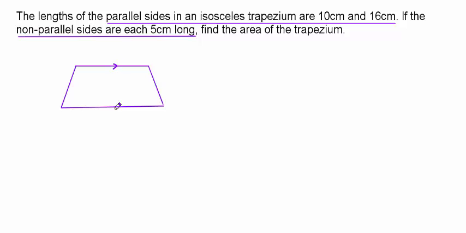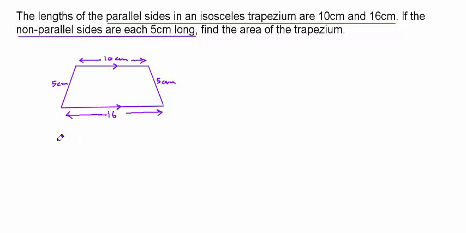So here we have a trapezium. These are the two parallel sides, and the lengths are given to be 10 centimeters and 16 centimeters. Obviously the one on the top, the smaller side, is the 10 centimeter side. From here to here is 10, and then all of this is 16 centimeters. And it's also given that each of the non-parallel sides, so this one and this one, is 5 centimeters in length.